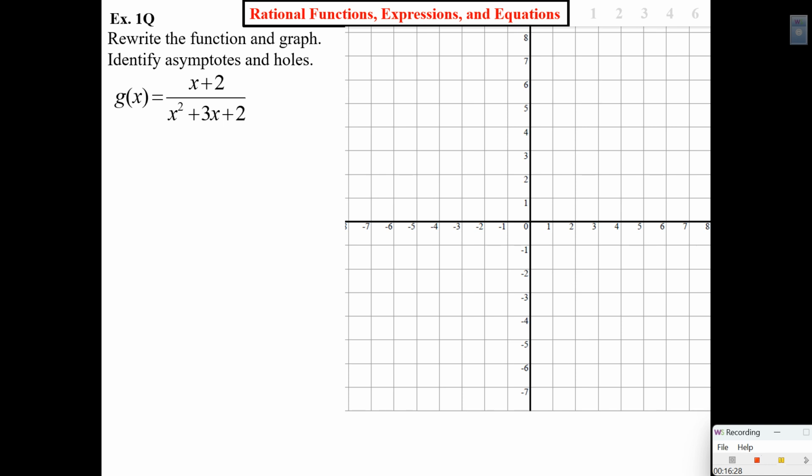We got g of x equals x plus 2 over x squared plus 3x plus 2. That's example 1Q. Very similar to the one we just did. I'll give you a head start. You should be able to do that one by yourself. Copy and go.